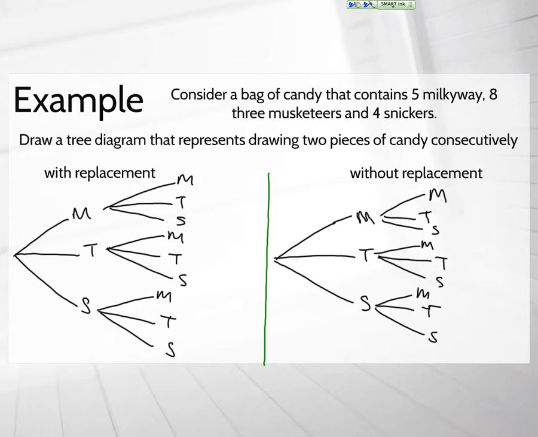How many total candy bars are in this bag? All right, 17. So that means on my first pull, I have a 5 out of 17 chance to get a Milky Way, 8 out of 17 to get a Three Musketeers, and 4 out of 17 to get a Snickers. On this first tree diagram, if I get Three Musketeers, that's my favorite. The thing is, it's with replacement. So I put Three Musketeers back in the bag before I get my second pick. So these numbers are going to be the same throughout. 5/17, 8/17, and 4/17.